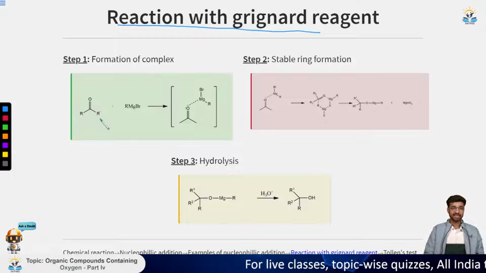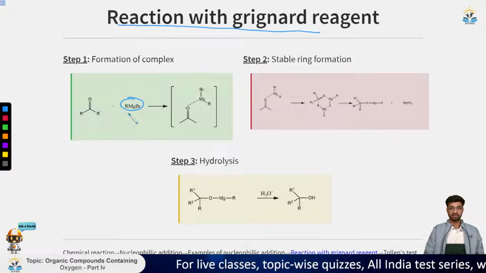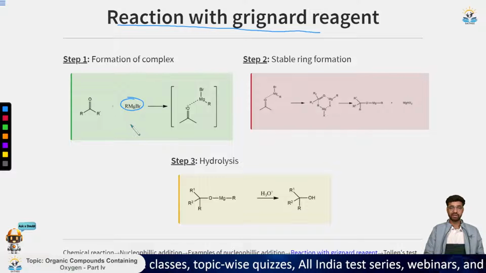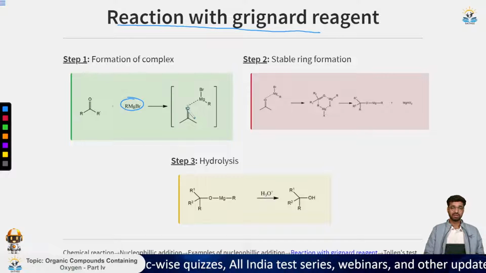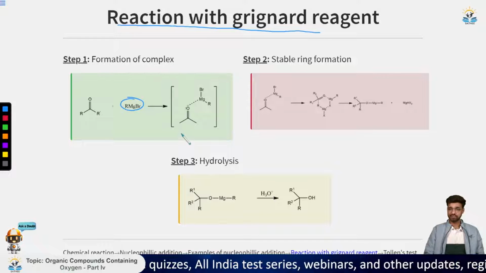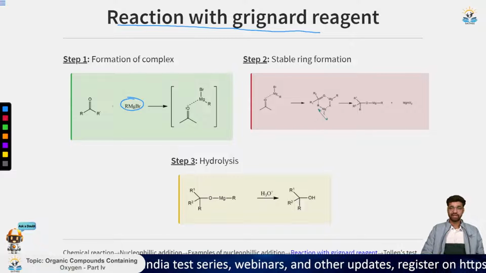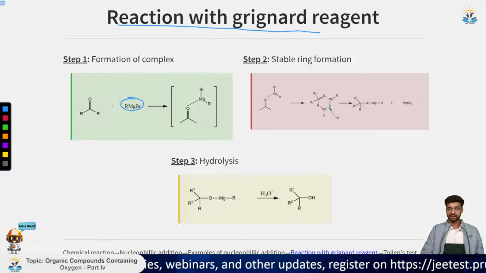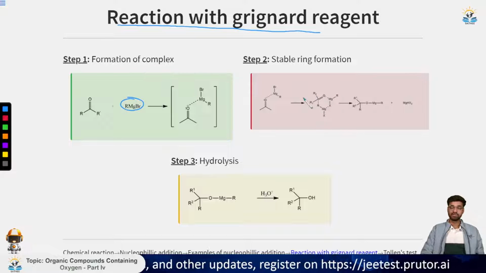Suppose we are taking a ketone and RMgBr as our Grignard reagent. Now this Mg has a partial positive charge, since it is a metal. So this will interact with one of the lone pairs of this oxygen. Now this R that we have here will interact with another thing, so you will form a 6-member ring chain here.